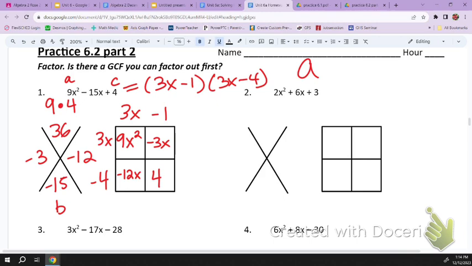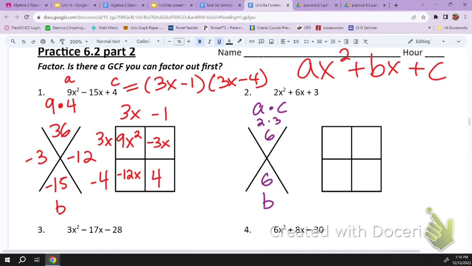Okay, so now I've got standard form. And my a value is no longer 1. Questions about that? What's going to go on the bottom? Still going to be my b term. What's my b term? 6. And now I'm thinking, what two things multiply to be 6, but add to be 6?